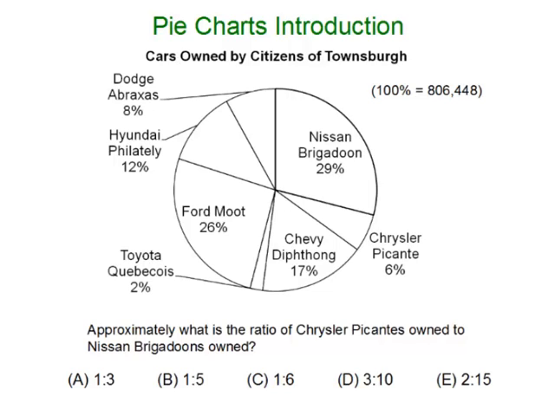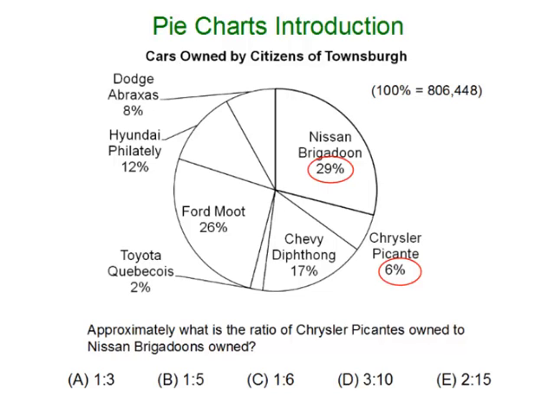All right, kind of a similar question. This time looking for the ratio of one kind of car to the number of another kind of car. So orient yourself in the chart. We want Nissan Brigadoons and Chrysler Picanti this time.